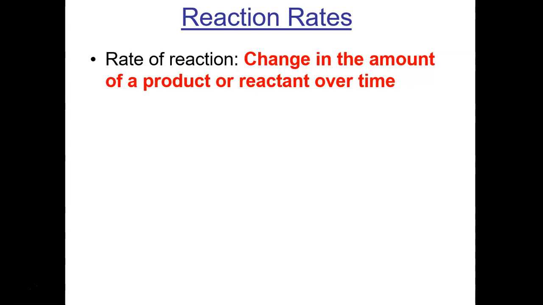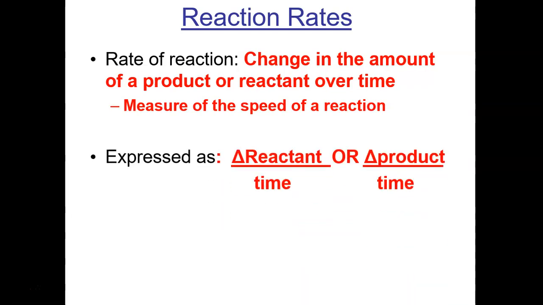If you asked me my rate of speed coming to school this morning and I said 10 minutes, well, that doesn't really give you the information you're asking for, does it? So we have to have the amount that reacted in a given amount of time. And this just tells us something about the speed of a reaction. So mathematically, we could express it as delta reactant over time, delta meaning change, or delta product over time.